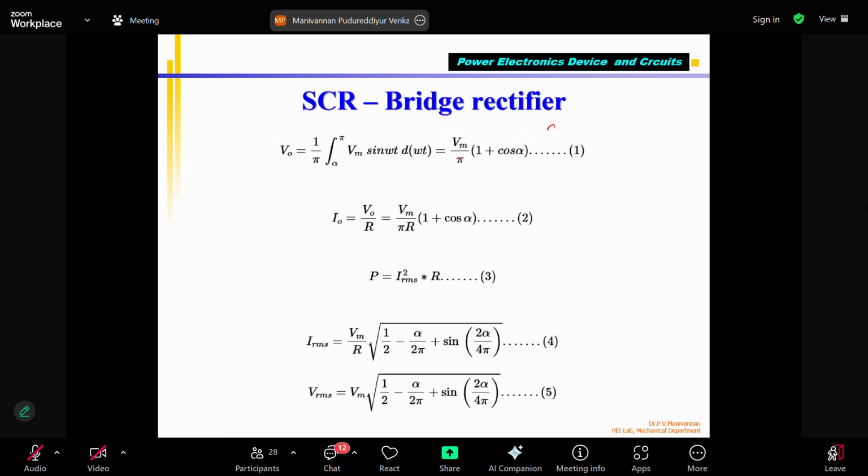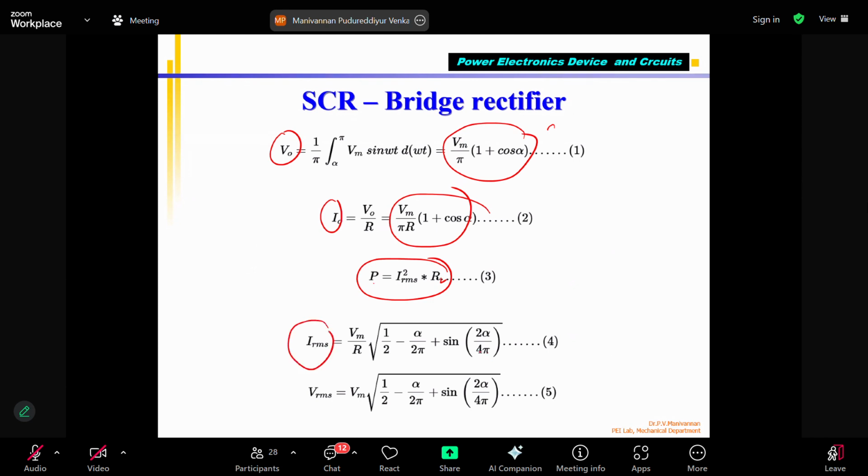Correct? This is the final formula for VDC. I naught equal to this is the final formula. Then how will you compute the power supplied by this using this formula? Correct? P supplied by SCR bridge rectifier. The power is IRMS squared multiplied by RL load. Note the formula. How will you compute IRMS? IRMS is this, this is the formula. Correct? So you can note down this formula.